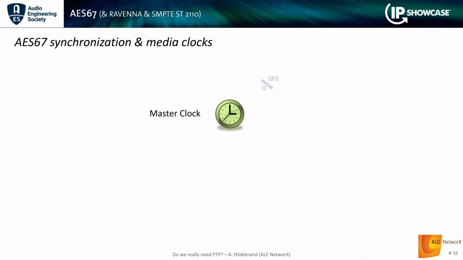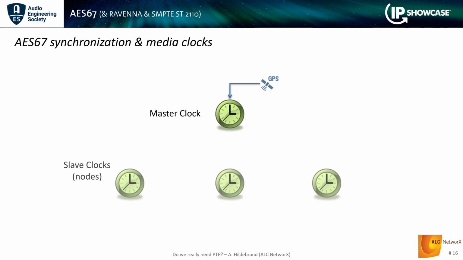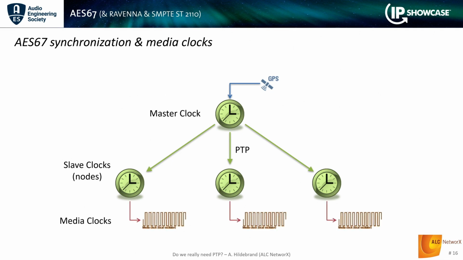A quick picture of how that works. We have a master clock on the system that may or may not be referenced to GPS. That's just an application dependency. We have those slave clocks or follower clocks in the devices. They are synchronized through PTP. And if they are synchronized, all the locally independently generated media clocks look all the same, and they are most likely also phase correlated. So we have wonderful, nice media clocks.